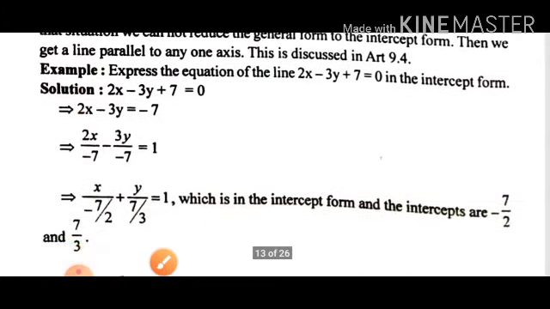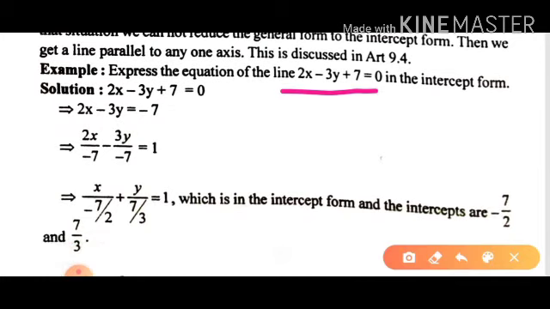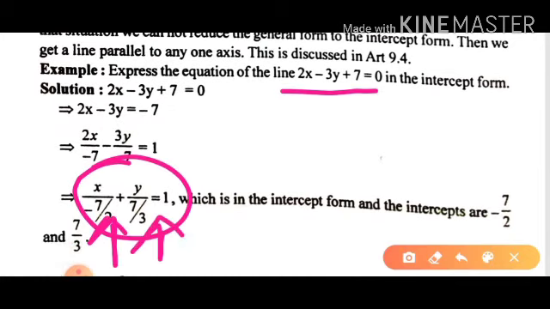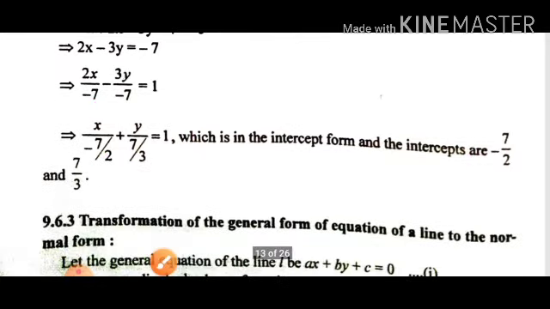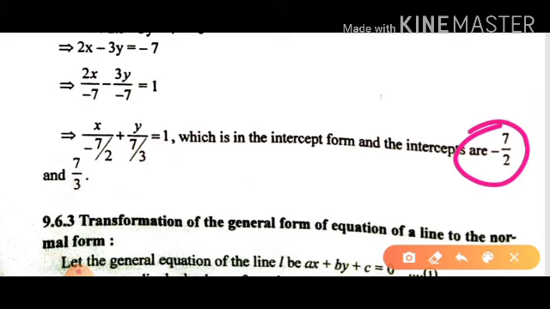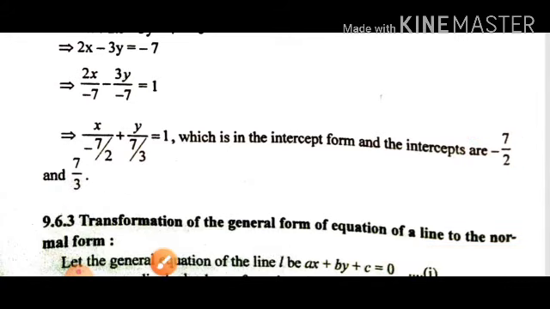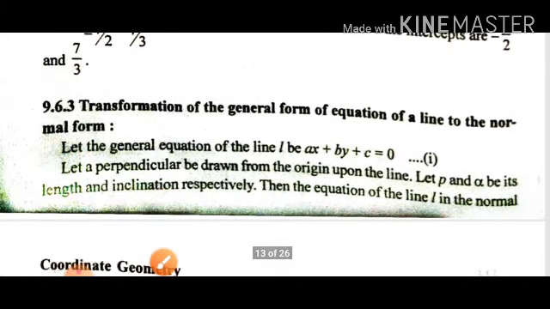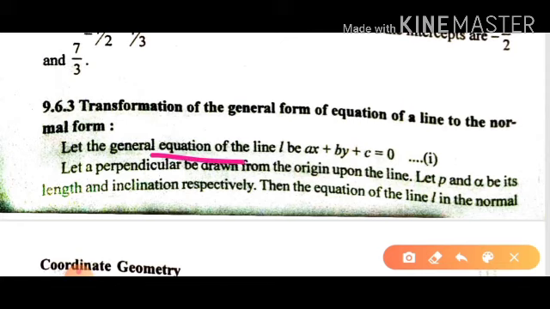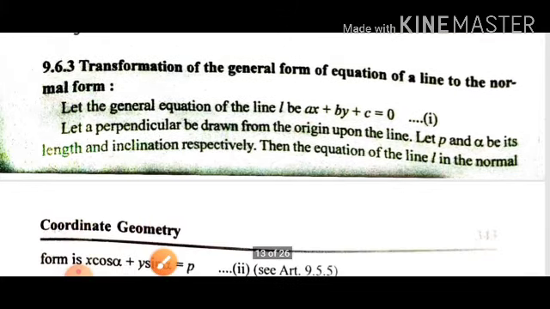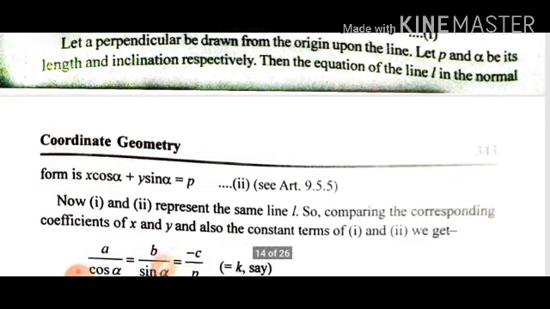It is given here. This one is expressed in this form, where this is the x intercept and this is the y intercept. The intercepts are minus 7 by 2 and 7 by 3. Then the final one, in the normal form. Now the normal form is a bit different, where you need the value of p.